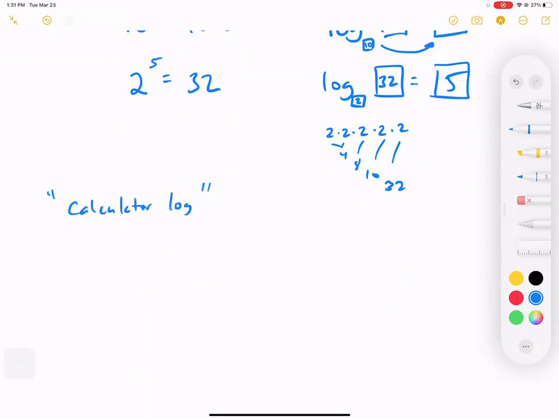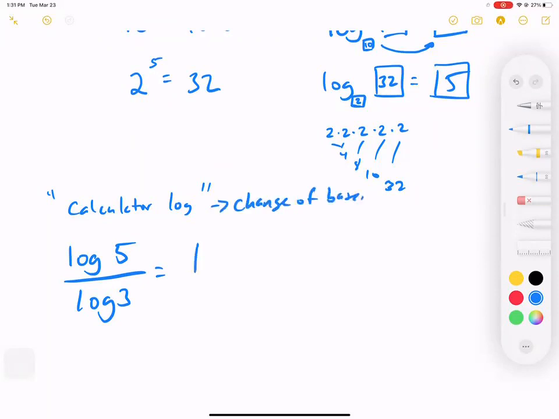But the rule is, if I divide logs... Log of 10, no, that's the log of 5 divided by log of 3. This can be rewritten, and this is what we call change of base. This is what it's actually called, change of base. This becomes log base 3 of 5.